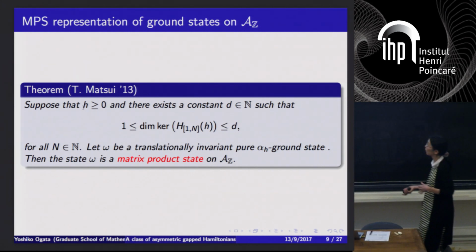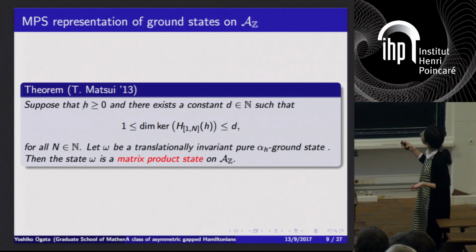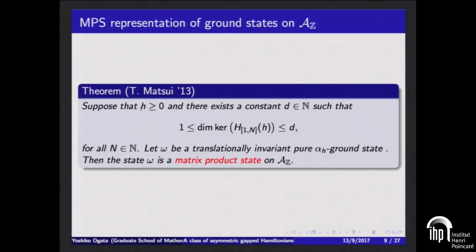So suppose H is positive, and suppose that there exists a constant D such that this condition holds for all n. So what is this inequality? First, recall that we are considering a positive interaction, so this local Hamiltonian is the summation of positive things, and here we are considering the kernel of such a summation of positive things, and its dimension. The left side inequality means that this kernel is non-trivial. It immediately means that the lowest eigenvalue of this local Hamiltonian is 0.